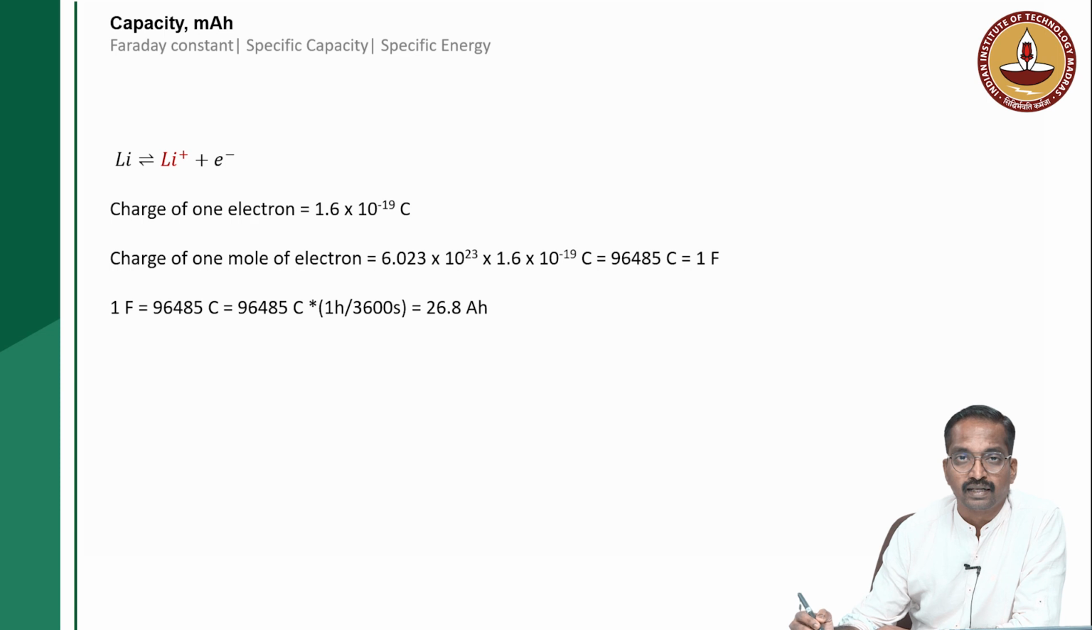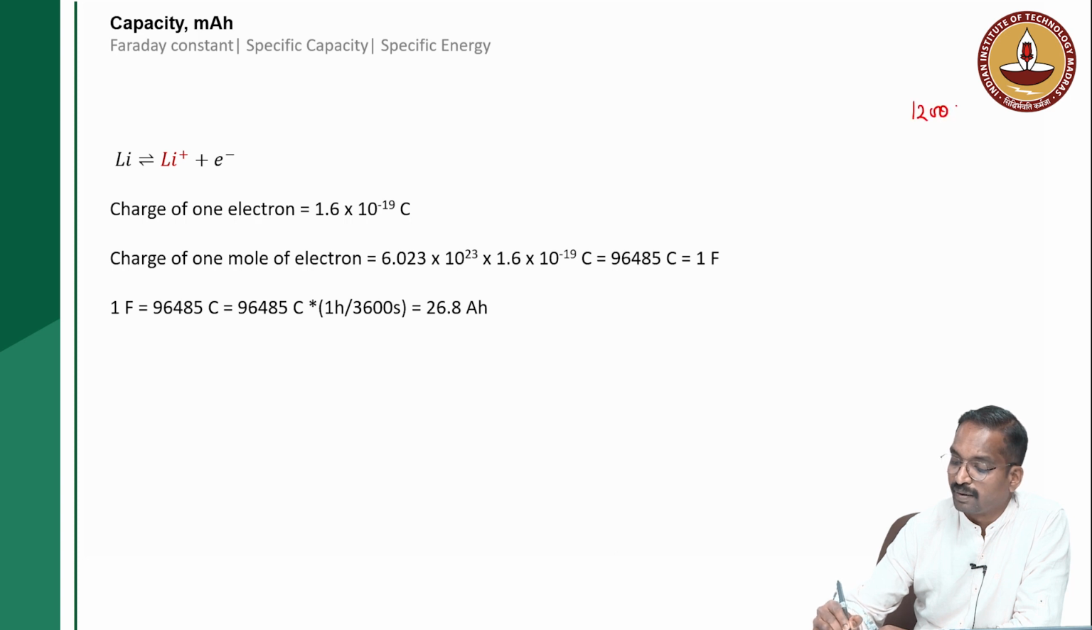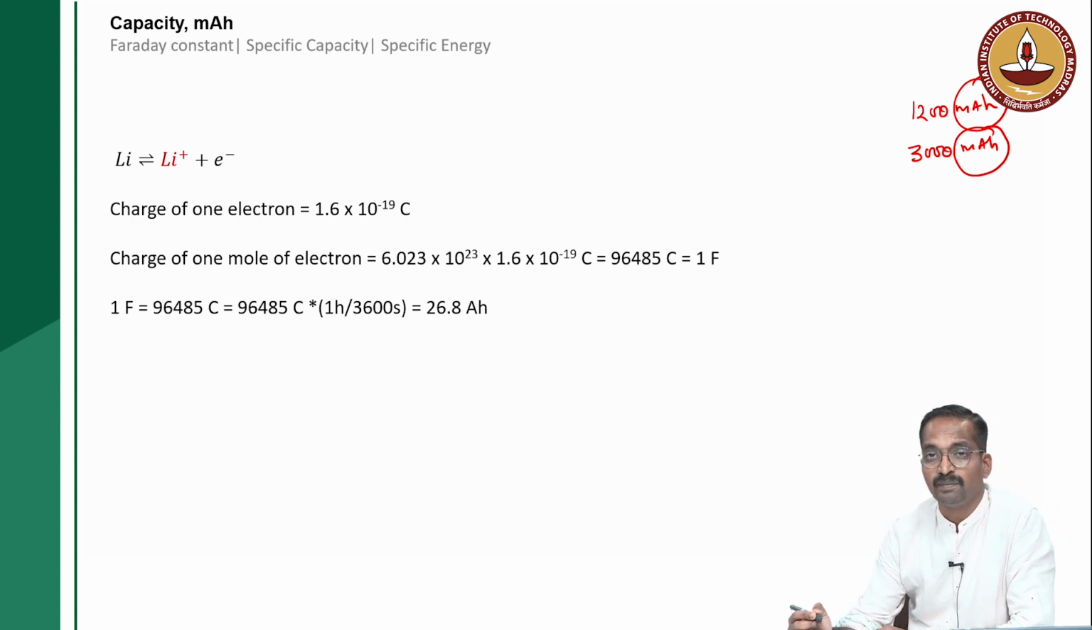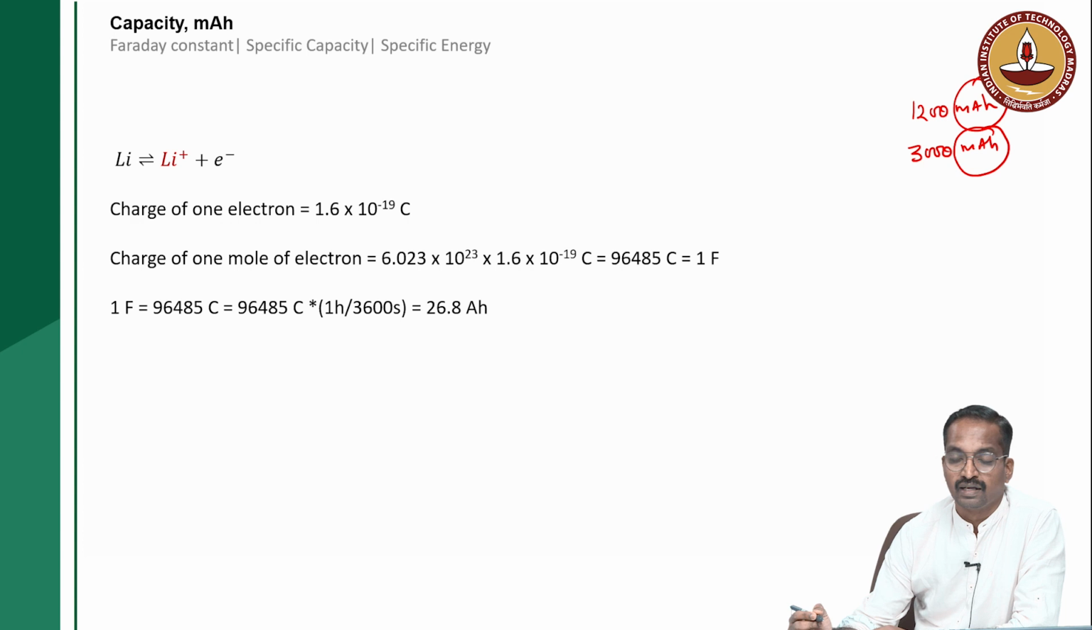And every battery comes with a capacity rating. You might have seen numbers on batteries like 1200 milliampere hour or 3000 milliampere hour, right. So, this denotes the capacity of the battery. What do we mean by capacity basically? It is the total amount of charge that is stored in the battery. Let us take an example and understand this.